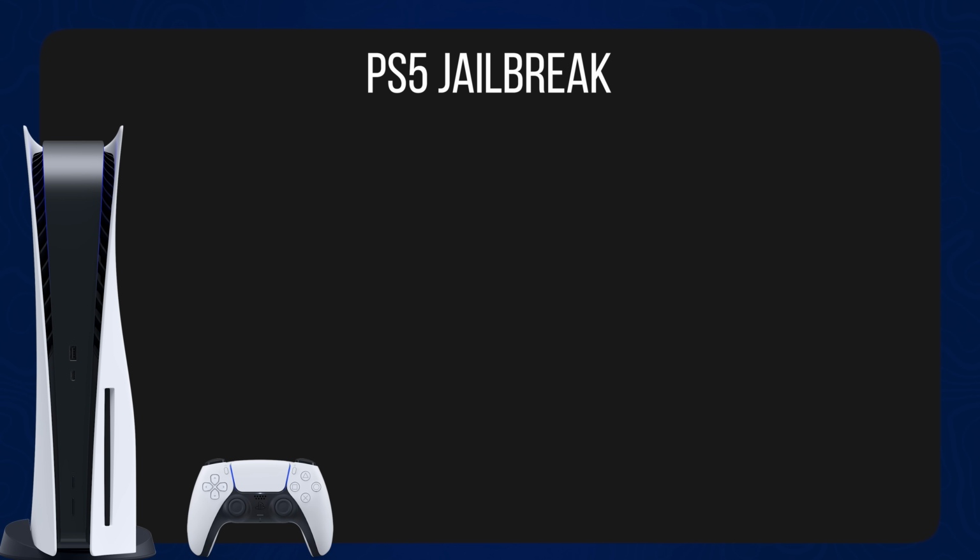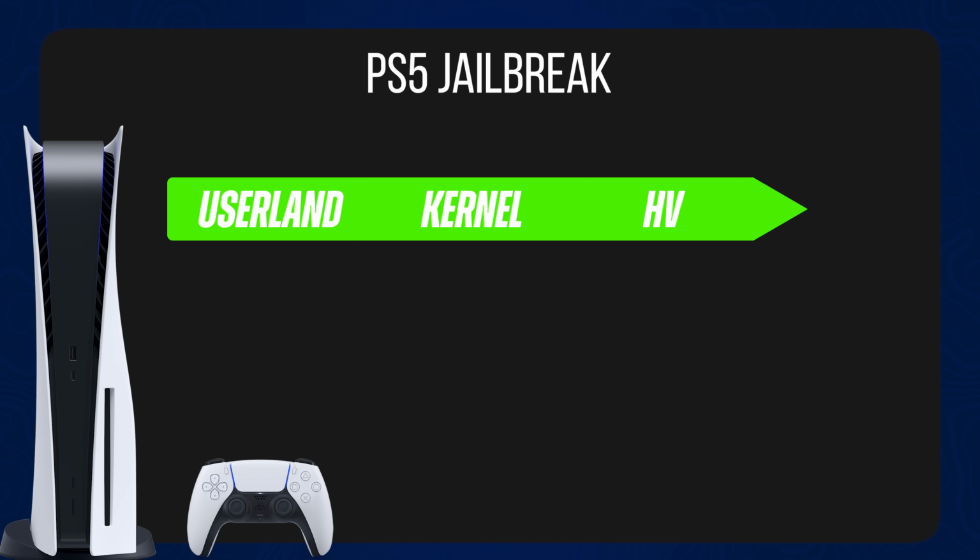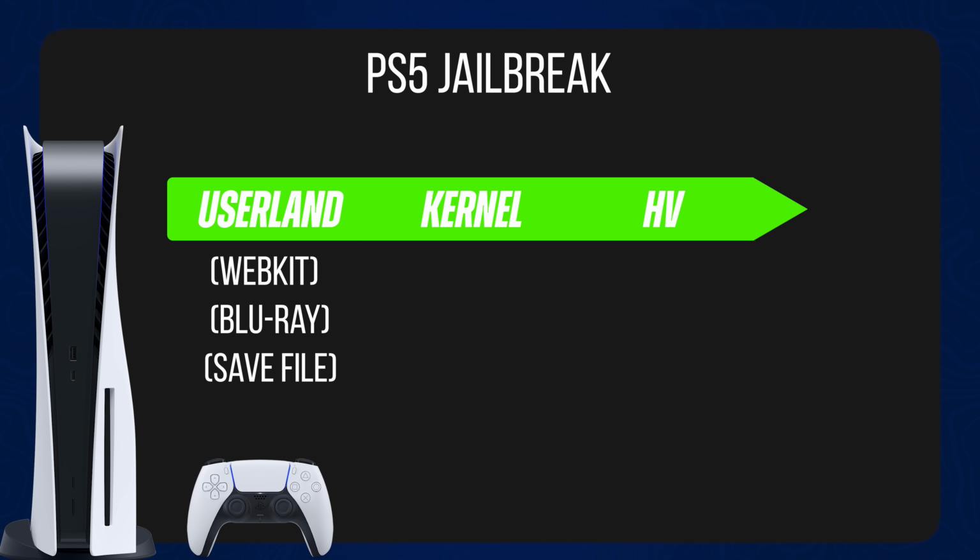Now, in order to jailbreak the PS5 fully, we typically need 3 exploits chained together: a userland, also known as user mode exploit, a kernel exploit, and a hypervisor exploit. Now, we need something we can execute custom code on, like the web browser or Blu-ray drive, that has a vulnerability to escape the sandbox. That's our userland exploit. Then a vulnerability in the kernel to allow us to gain privileged access. And finally, the PS5 has a hypervisor as an extra security measure that restricts access to the kernel, so that needs to be worked around or bypassed as well. So given that, here's the situation on each firmware version.